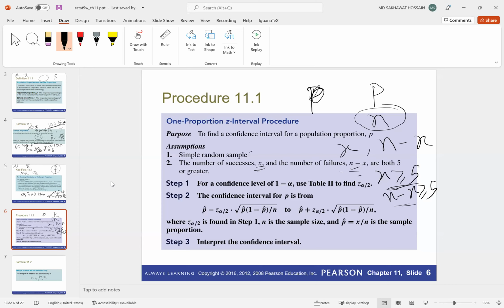Okay, so now I'll discuss the steps to construct the Z interval. The first step is, for a confidence level of 1 minus alpha, you need to find the critical value, which is Z alpha over 2. This is similar to the procedure for constructing the confidence interval for the mean. Step 2: the confidence interval for P is from this formula. So how did we get this formula? Let me show it.